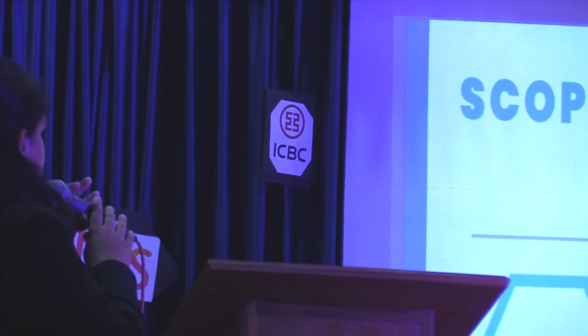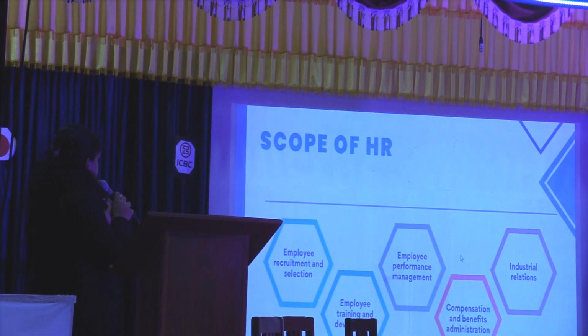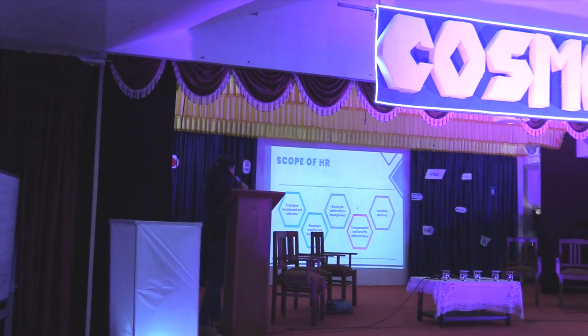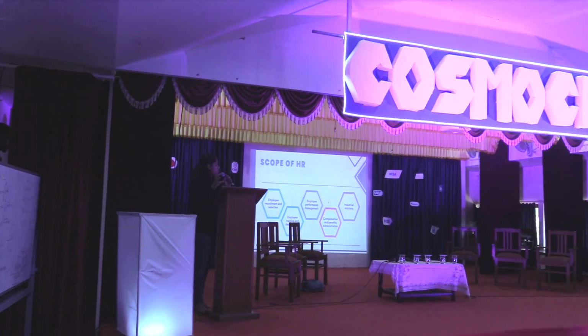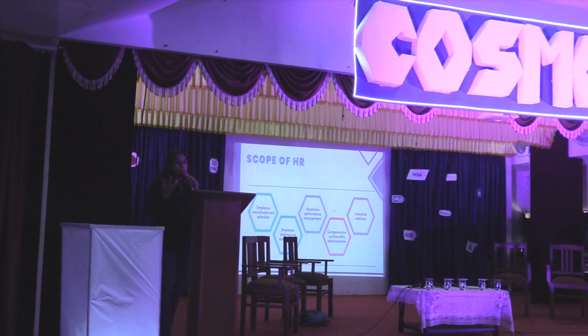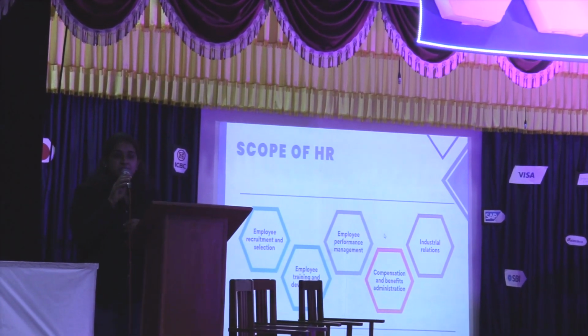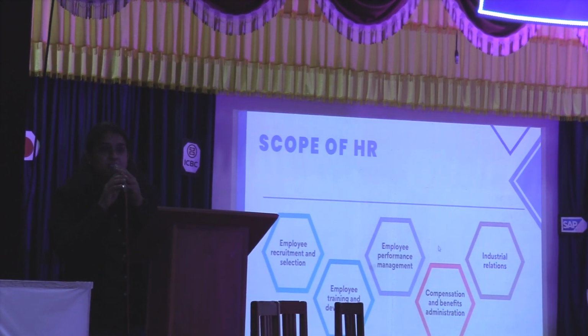Okay, so here is a quick scope of HR. There are around five types of scopes. One is employee recruitment and selection, which I told you about. Then employee training and development, and employee performance management. Performance management is done by management plus HR as a whole segment, wherein HR gives their inputs to the management about how the performance is, and the management gives their inputs about how well he has performed in the project or with the client.